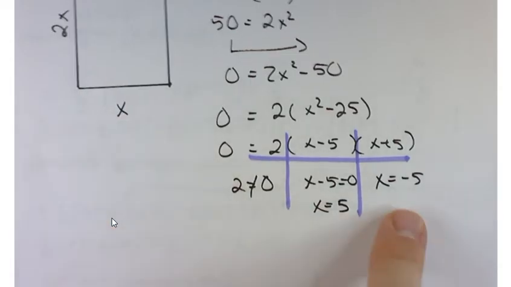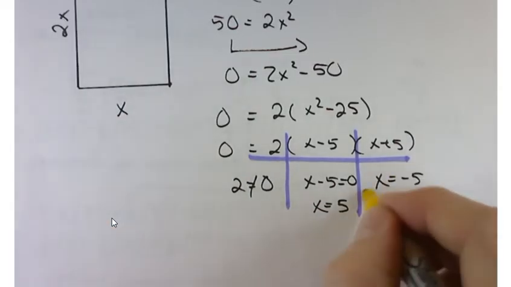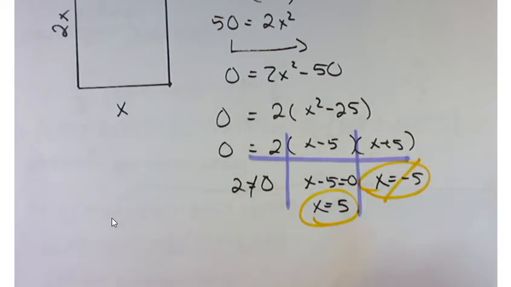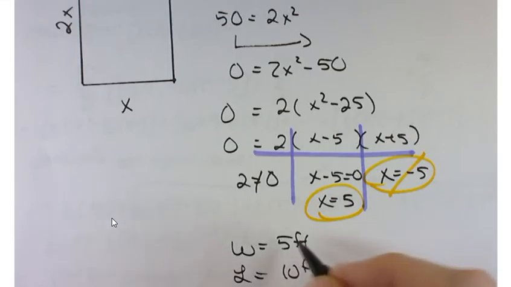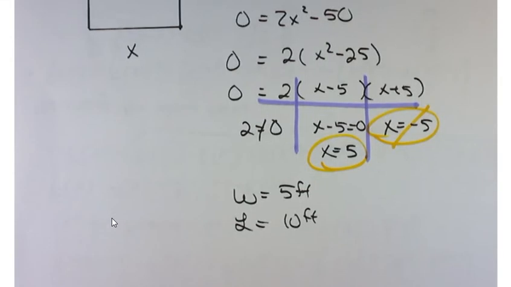Now, can a billiard table be negative 5 feet wide? No. Trash that one. So it's 5 feet wide. How long? 10 feet. So the width equals 5 feet and the length equals 10 feet. 5 times 10, that's 50. That's your 50 square feet.